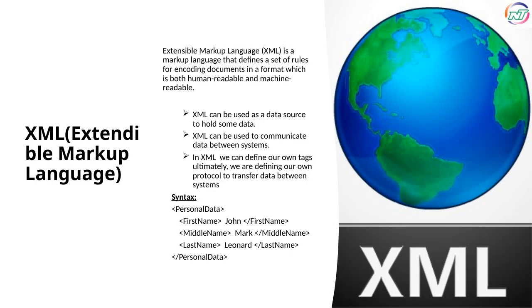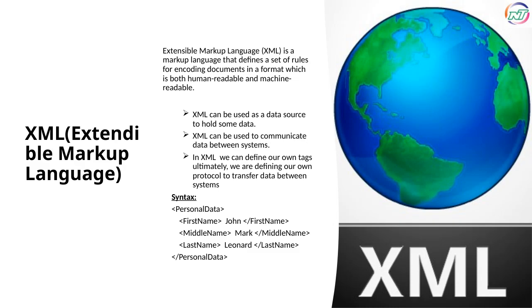Extensible Markup Language, or XML, is a way to structure data so that both humans and machines can read it easily. It acts as a flexible format to store data and also to exchange information between different systems. One key feature of XML is that you can create your own tags, which means you define the rules for how your data is organized and interpreted.